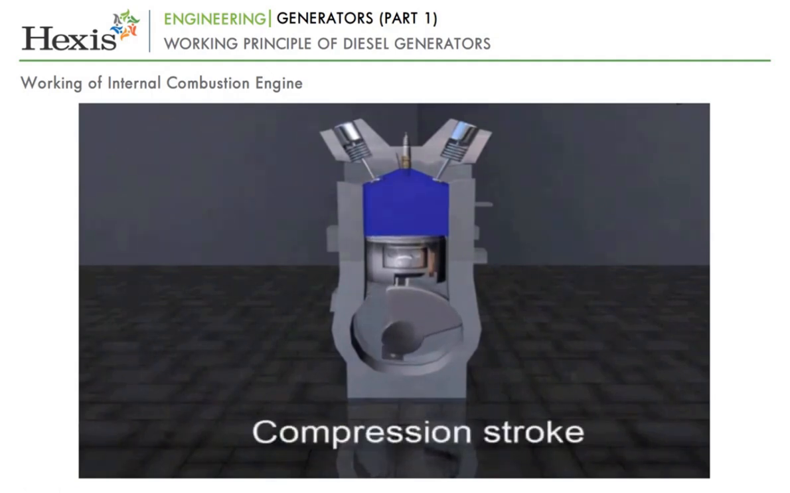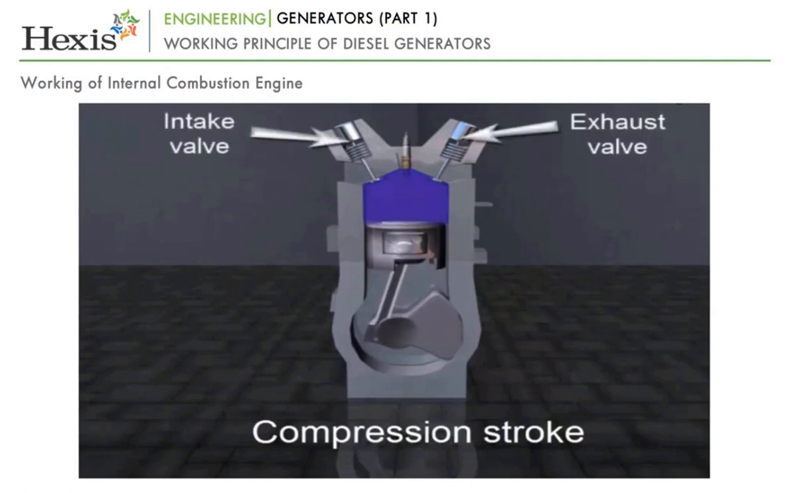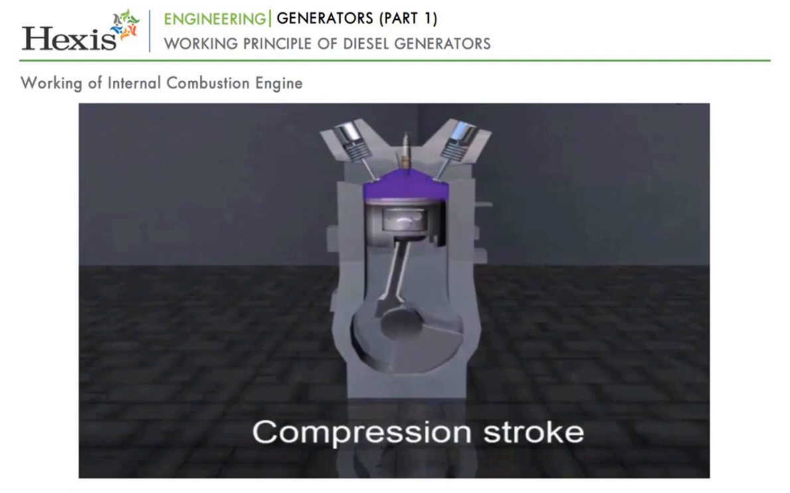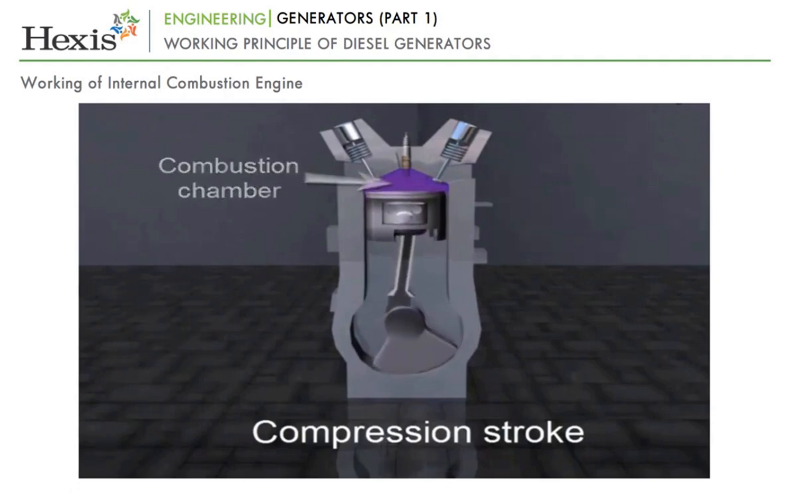During the compression stroke, both intake and exhaust valves remain closed. The piston returns to the top of the cylinder, compressing the air-fuel mixture into the combustion chamber of the cylinder head.